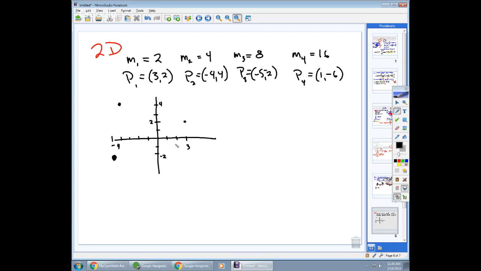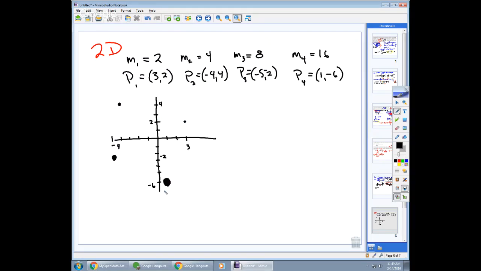And then where am I next? At (1, -6). So 3, 4, 5, down here-ish is -6. And so right around here, I have a mass that's even bigger than the last one. Okay. So each of these has a mass going from 2 to 4 to 8 to 16.